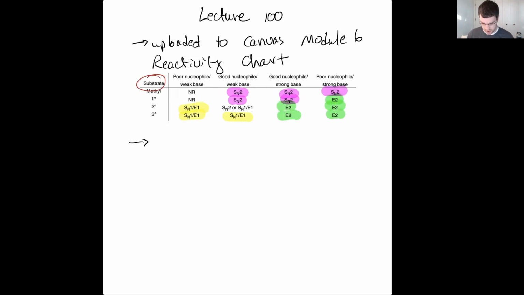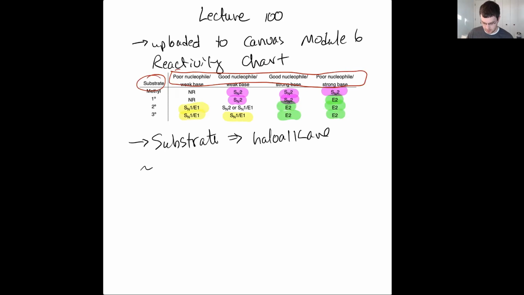We have our substrate and then the type of additive to that substrate. We can categorize that additive as a good or poor nucleophile, or a strong or weak base. So let's start with the substrate. The substrate is our haloalkane, and the haloalkane can be either methyl, primary, secondary, or tertiary.